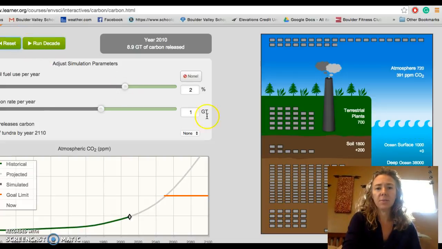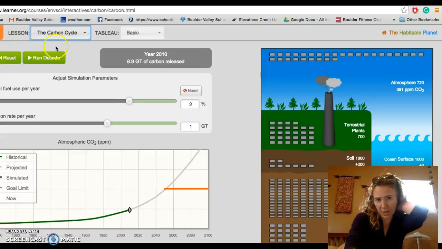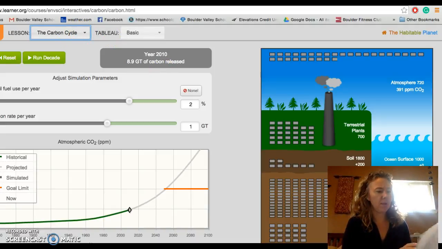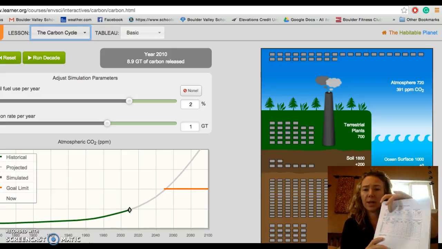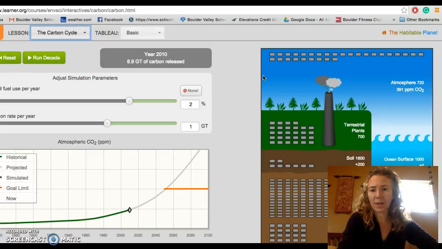The simulation default, we're going to start off here in carbon cycle, so it'll automatically go to here, but you're using the same simulation for all 3 labs. You're just changing some of these parameters. So for the carbon cycle for data table number 1, so it's lesson 1, step 1, you're just starting off looking at the amount of carbon in different sinks, so from the atmosphere to plants to soil to ocean, and the data we're collecting is in gigatons.